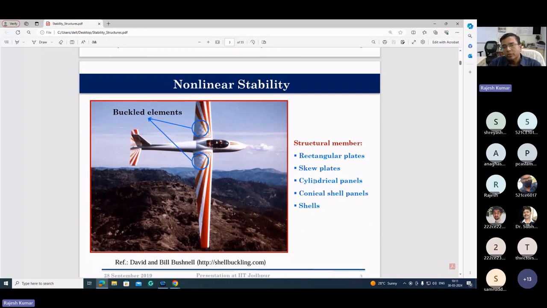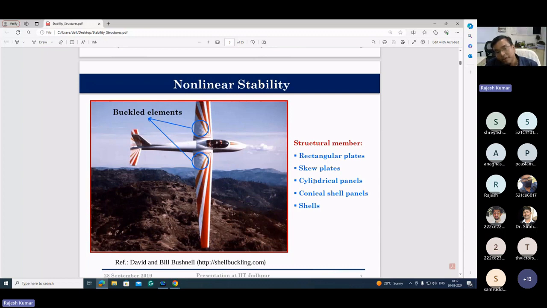Okay, now next, nonlinear stability. So linear stability, and after that nonlinear stability, can be called buckling and post buckling. Linear stability can be called buckling. Your member now buckles, and after that you are going to study after buckling, which is known as post buckling. So that is also known as nonlinear stability.